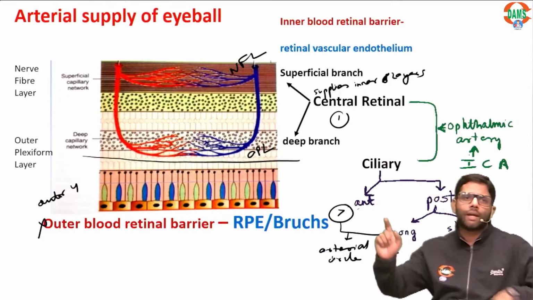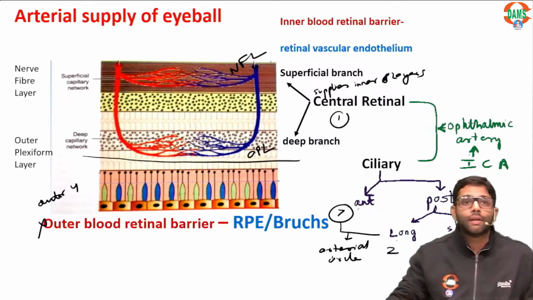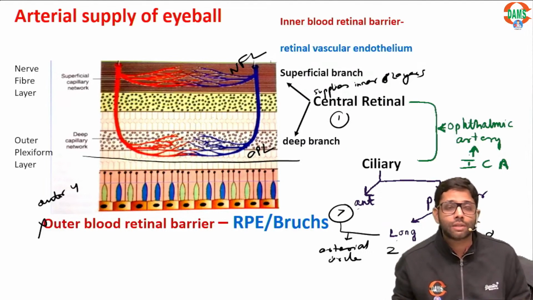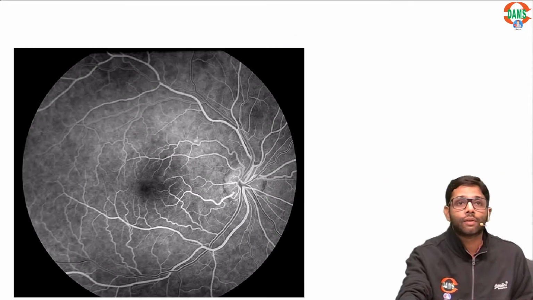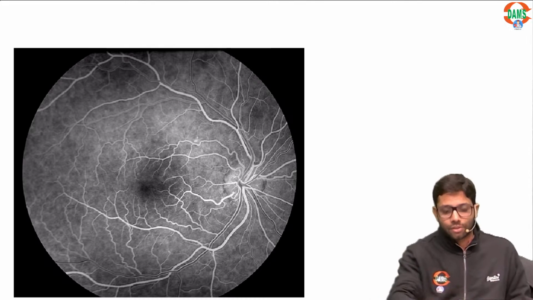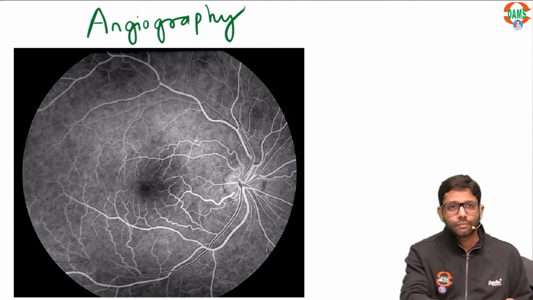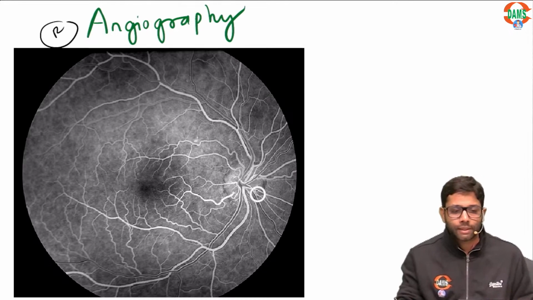Now, let us apply this knowledge of the vascular supply and the structure in angiography investigation, study of the blood vessels of choroid and retina. Let us see very carefully. This is angiography, at least you can tell me if this is right or left retina. I am showing right angiography. This is optic disc and this is the fovea, central retina.